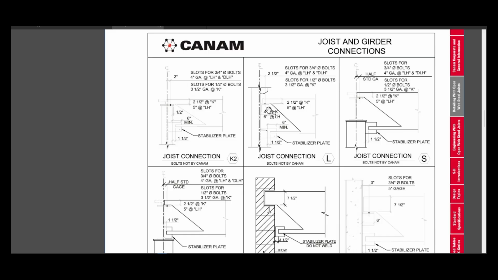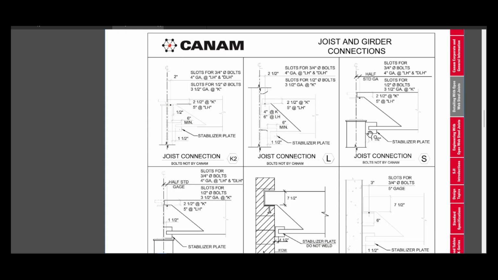Just take a look at these connection details. The first one is the joist resting on the column cap plate, and here we have a stabilizer plate. Another condition is the joist resting on an angle, and the stabilizer plate extension is noted with the hole in the stabilizer plate for guy and plumbing cables.